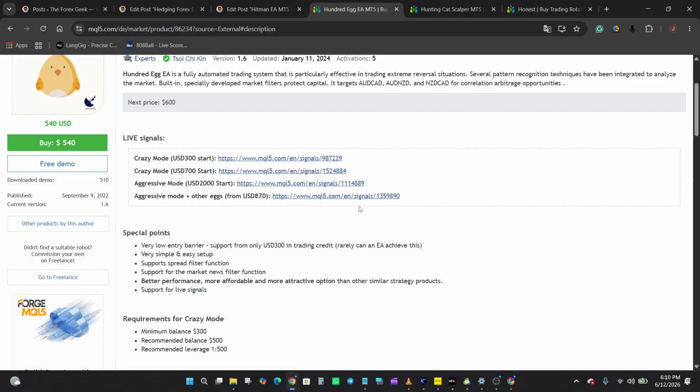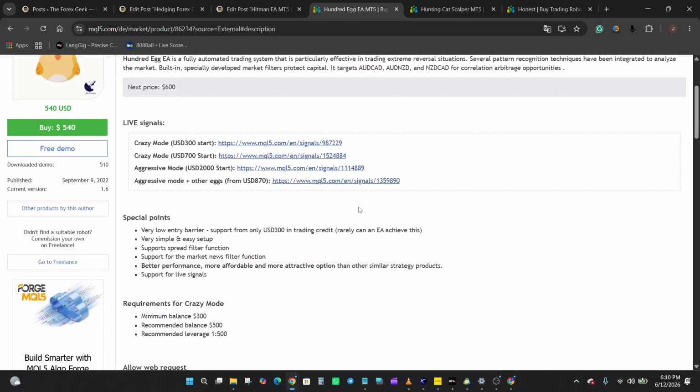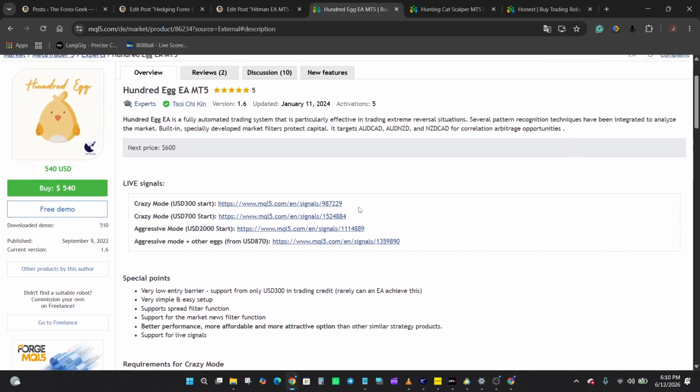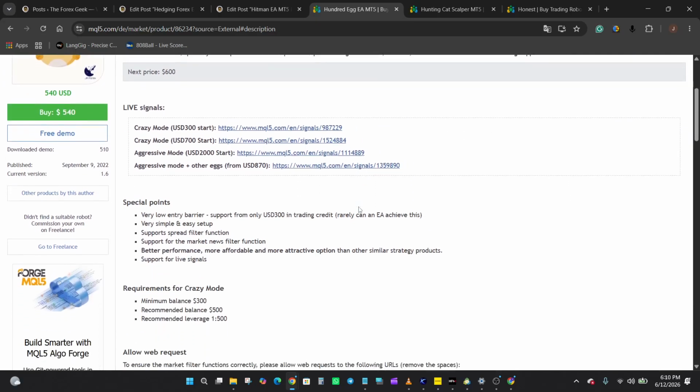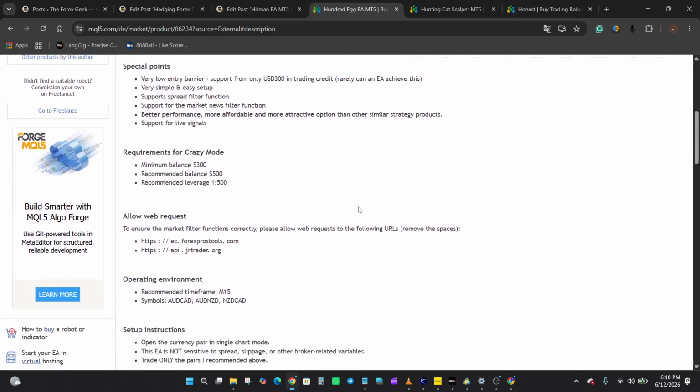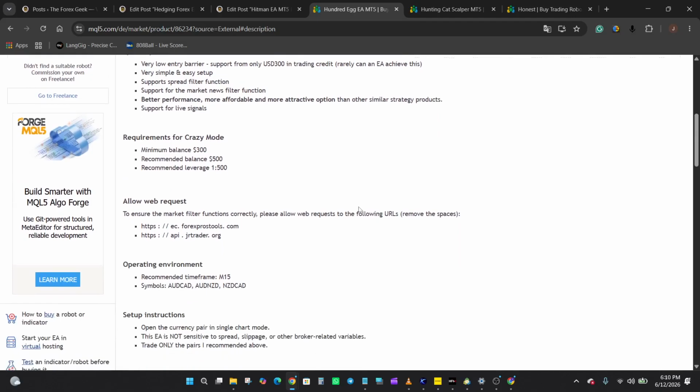As we move into the features section, one thing that stands out is the support for both spread filtering and market news filtering. These filters are designed to help control trading conditions by limiting activity during situations that may not meet the EA's preferred criteria. The setup process also appears relatively straightforward.